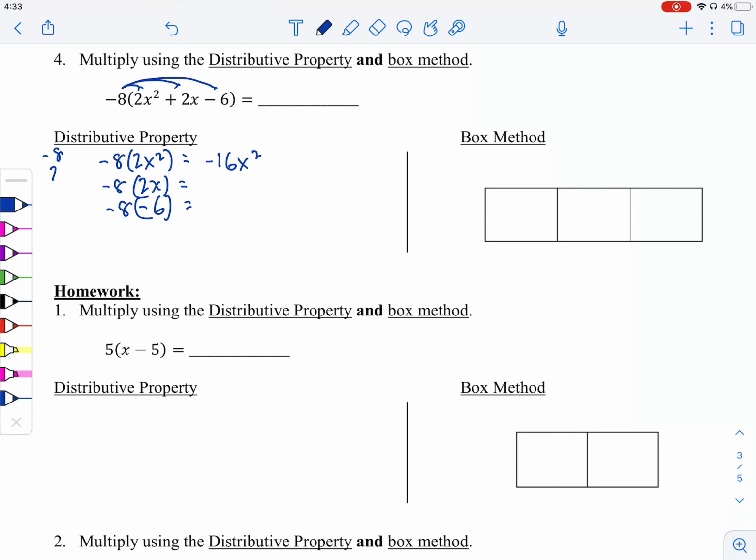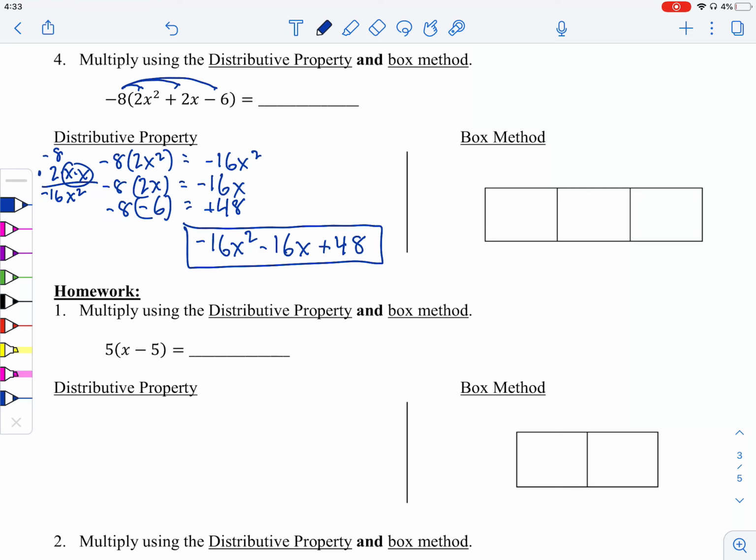Right, so negative 8, 2 times x, because you have two x's. Multiply that, we get negative 16x squared, right, because two x's. Next one will be negative 16, just an x, because that's one x. Negative 8 times negative 6 is positive 48. Again, those are not like terms, so our solution is just negative 16x squared minus 16x plus 48. And that's our solution.